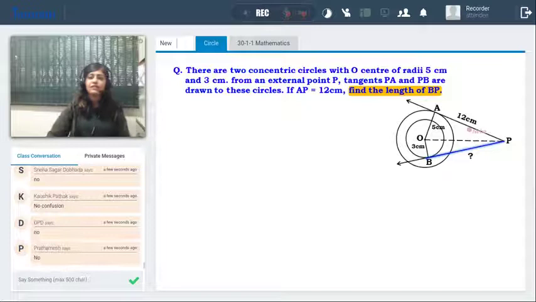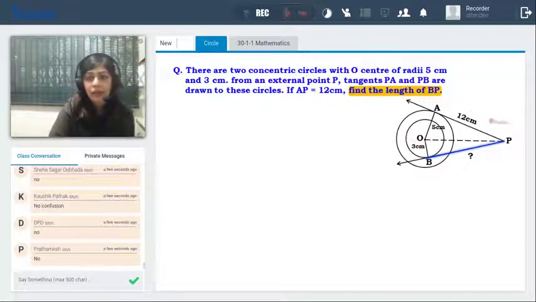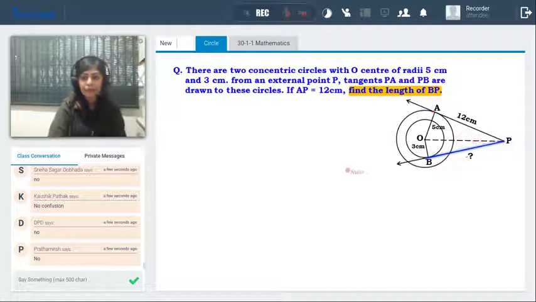All right, again, students, if you observe, we have two concentric circles out here. Let's quickly see what is given. Two concentric circles with center O of radii 5. So we have the first radius, which is the bigger radius, as 5. Second radius, which is OB, is 3. Now, from an external point P, there are two tangents drawn, PA and PB, to these circles. If you see, PA is a tangent to the bigger circle, PB is a tangent to the smaller circle. Now, AP is given to be 12. We already know the radii. What we need to find is BP.